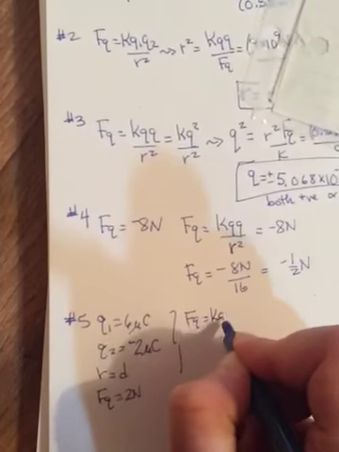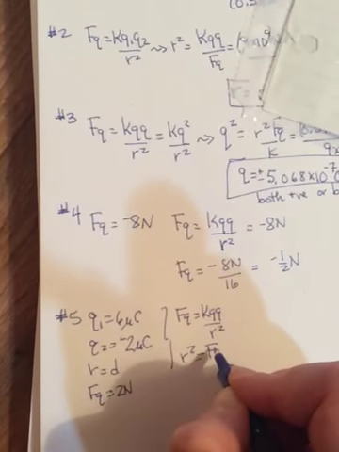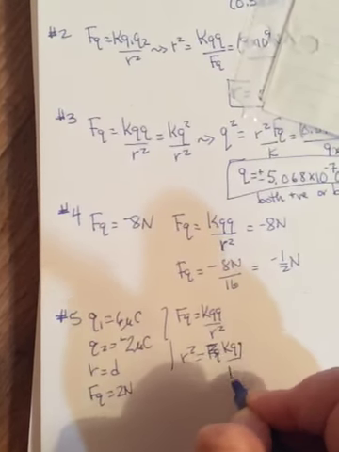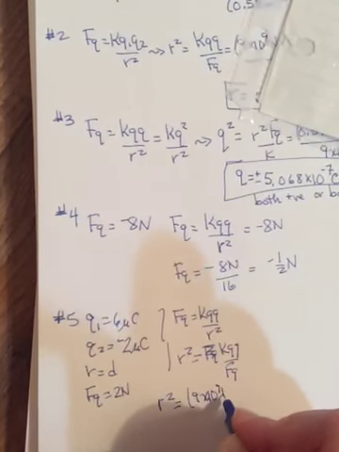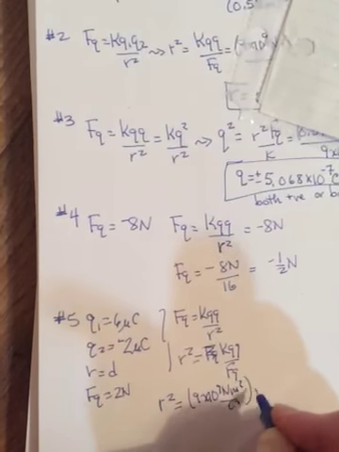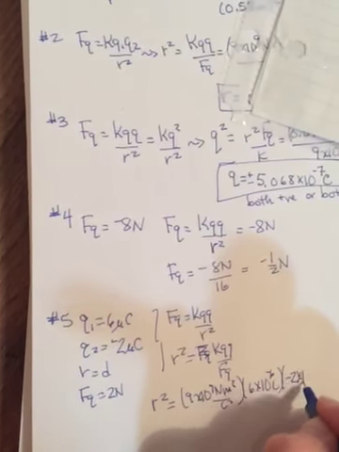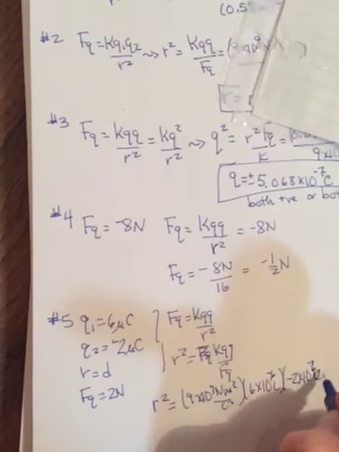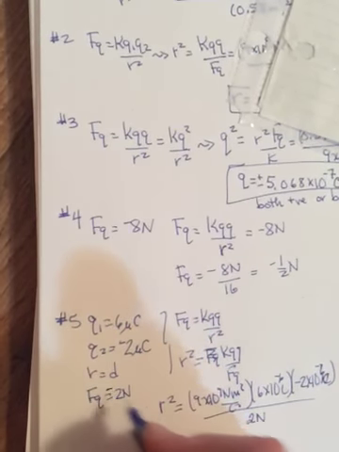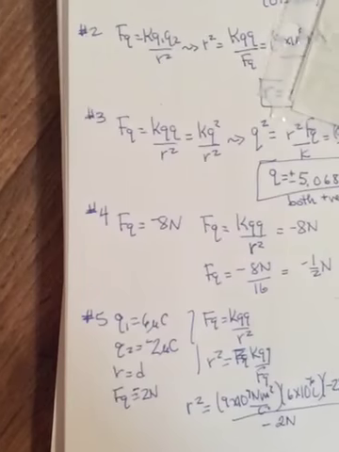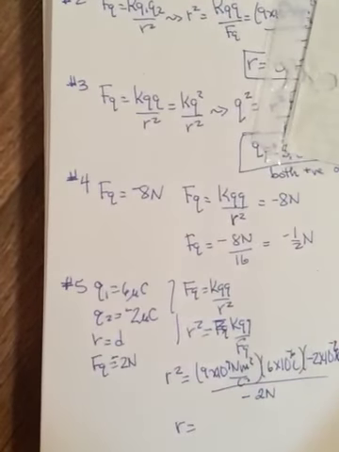FQ is equal to KQQ over R squared. So R squared is equal to KQQ over FQ. So R squared is equal to 9 times 10 to the 9th newton meter squared per coulomb squared times 6 to the negative 6, negative 2 to the negative 6 coulombs, divided by 2 newtons, and it must be a force of attraction because I put a negative on there. And so you do this and get your R.